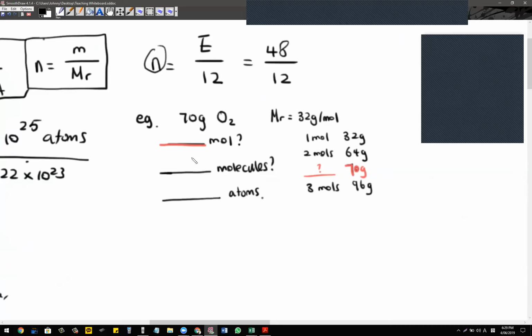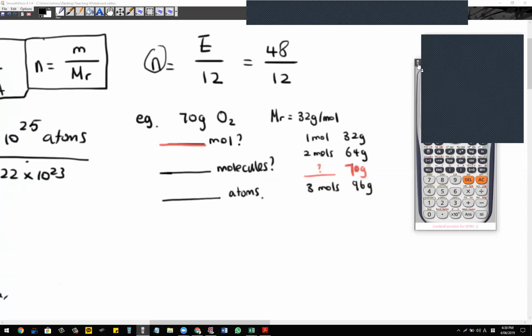Okay. So the answer is somewhere between 2 and 3, isn't it? Because 64 grams is 2 moles. Because 1 mole is 32, 2 mole is 64, 3 mole must weigh 96. So 70 grams is somewhere between 2 and 3. And the formula is just divide the mass by molar mass.